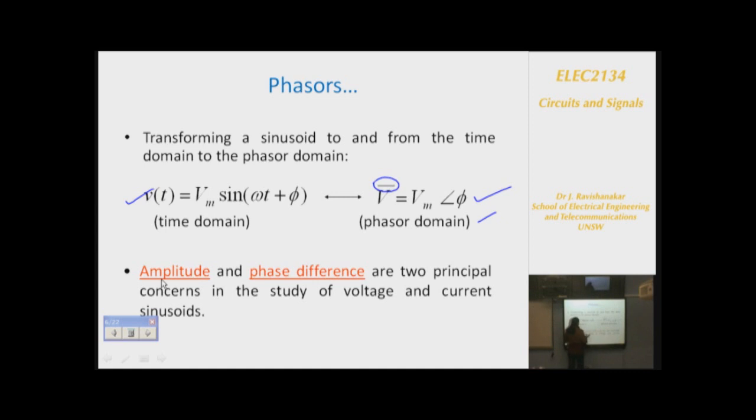Because when you do analysis, it's very hard to analyze with the signals. If you create that into a mathematical expression using a phasor domain, it's very easy to manipulate those values and use those values in the calculation. So the amplitude and the phase difference are the two important concerns in the study of voltage and current. These are very, very important. This will later help you find the phase difference, and the significance of these phasor notations in calculation.